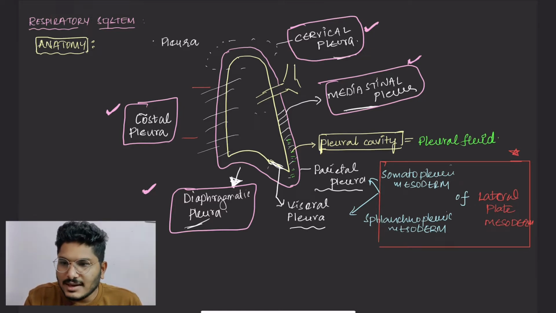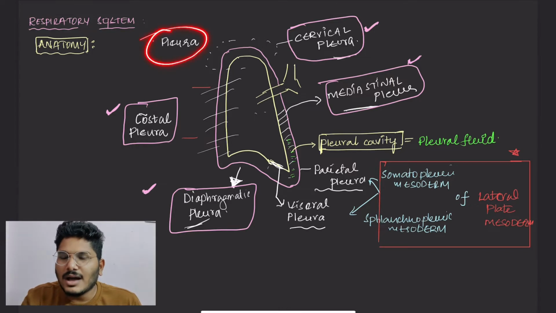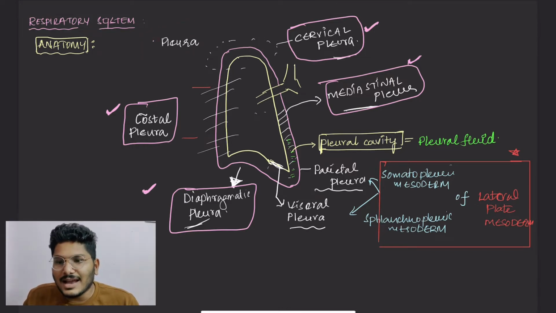As you can see here on the screen, the pleura is the outermost covering of the lungs. It has two layers. One is called the parietal pleura, which is the outermost layer, and the visceral pleura, which is the inner layer.